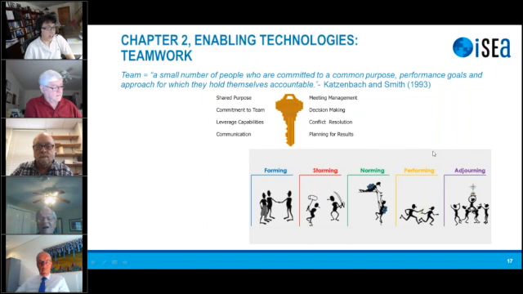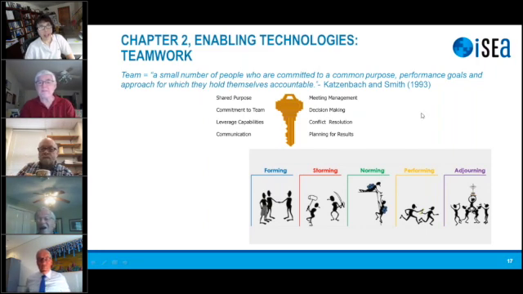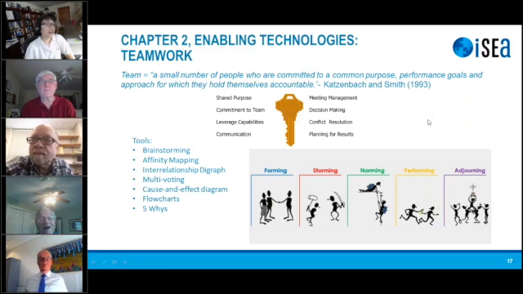A statistical engineering team, like any team, will go through the 5 phases of forming, storming, norming, performing, and adjourning. The difference here is that a statistical engineer will bring some other tools to help the team move smoothly through these 5 phases, and those may include brainstorming, affinity mapping, interrelationship diagrams, multi-voting, cause and effect diagrams, flowcharts, 5 whys, and perhaps a host of many other tools to help the team move through these phases.